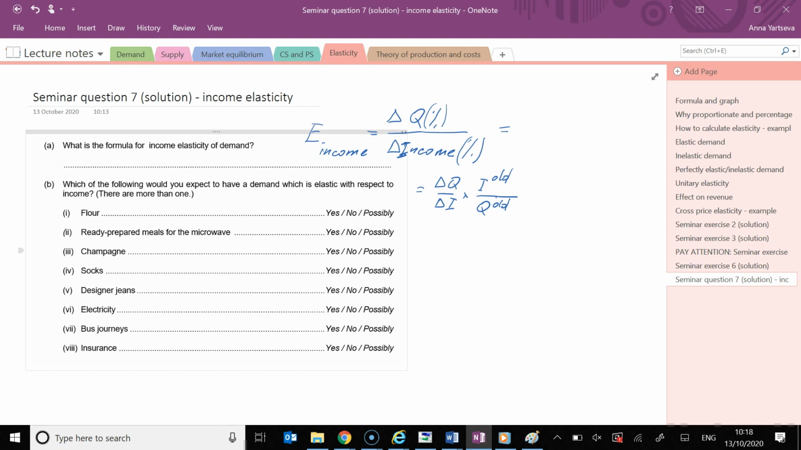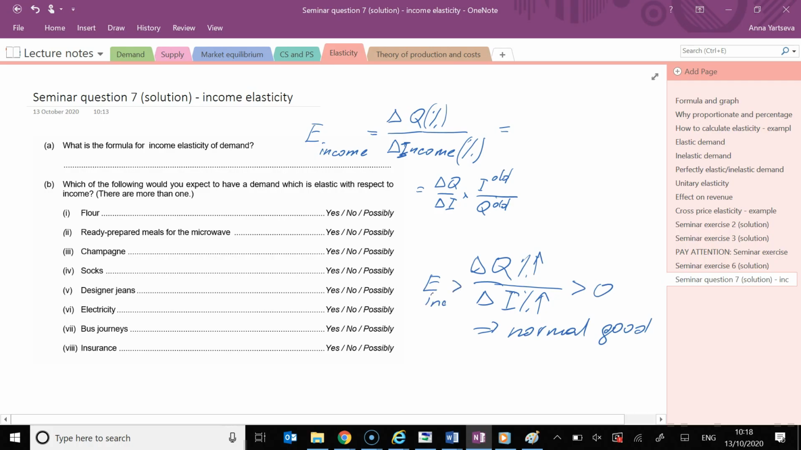When it's positive, it implies that both elements, change in quantity and change in income, move in the same direction. When income goes up, quantity goes up as well, which means that the good is a normal good when income elasticity is positive, greater than 0. It means that the parts of the fraction, numerator and denominator, move in the same direction. If income increases, quantity increases too. Plus and plus will give us a positive fraction. When income drops, quantity demanded drops as well. We will have minus and minus. As a result, we'll still have a positive value. So this means that the good is normal.